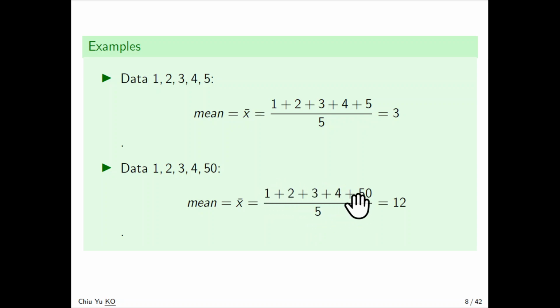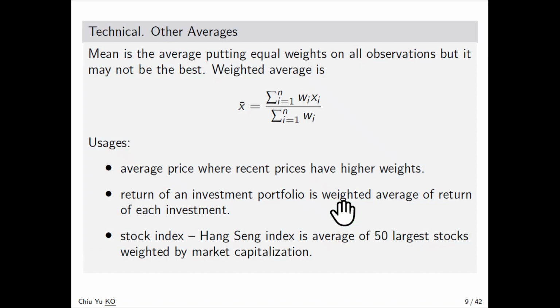And you can see we just add them all up, which means that they have a similar importance, right? But sometimes you may not think that's a correct way. So we can generalize this concept to what we call the weighted average, right? The mean we have is just putting equal weights, okay? But sometimes you don't want to do it.